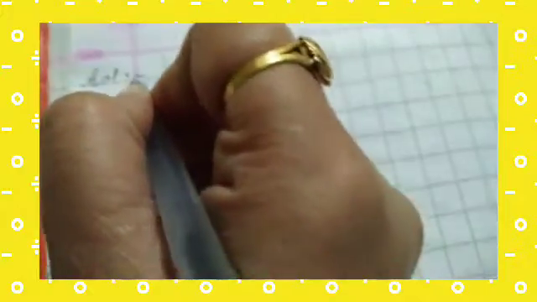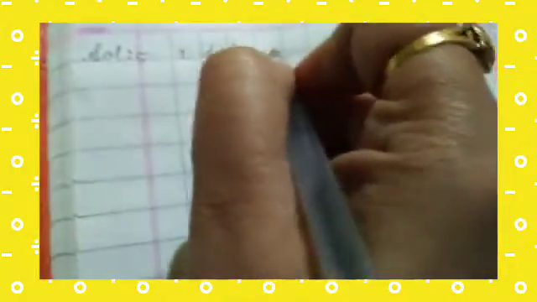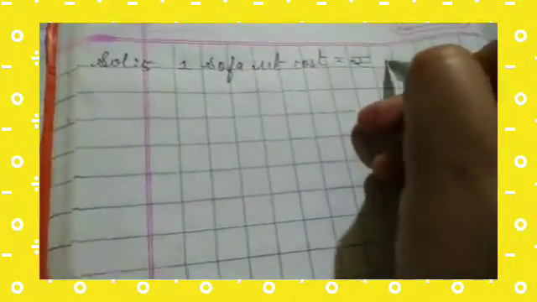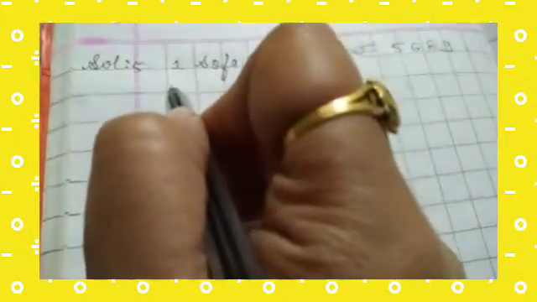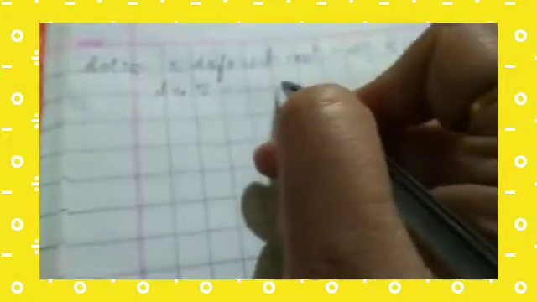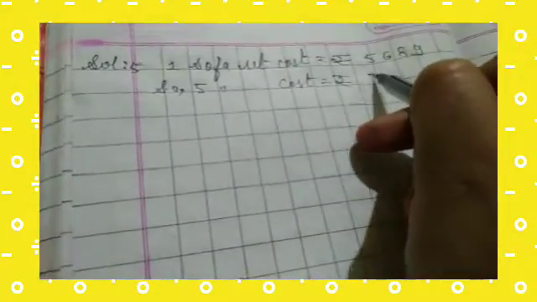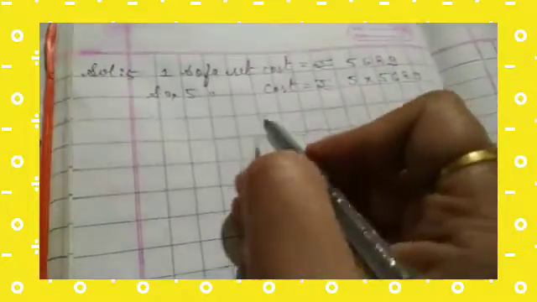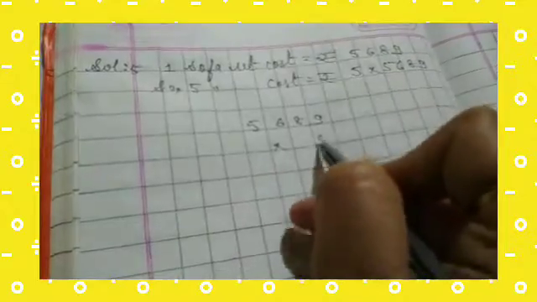So 1 sofa set costs rupees, how many rupees? 5689. So 5 sofa sets cost rupees 5 into 5689. So we have multiplication 5689 into 5.